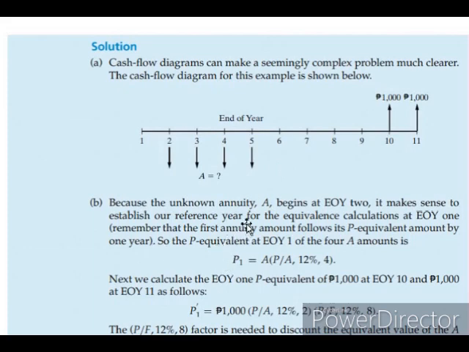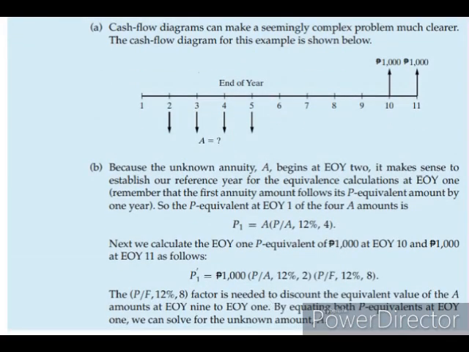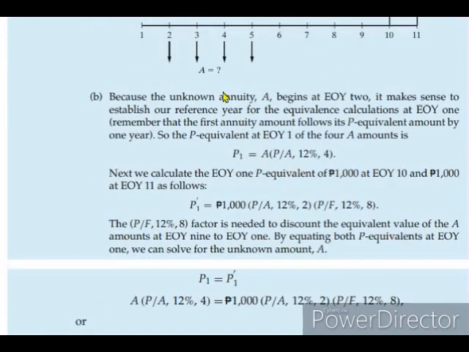So, anong gagawin? Because the unknown annuity A begins at EOY 2, it makes sense to establish a reference year for the equivalence calculation. So, doon tayo mag-reference sa year 1. Remember that the first annuity amount follows its P equivalent amount by 1 year. So, the P equivalent at EOY 1 of the 4 A amounts is this. Gumamit lang tayo ng formula ng finding P given A. Yan yung formula niya. Wala pa tayong value ng A, so as is muna yung formula.